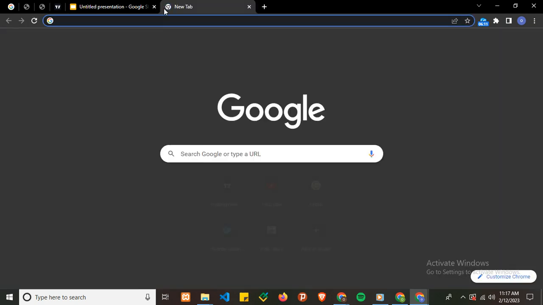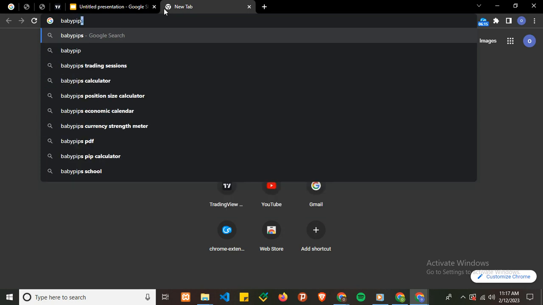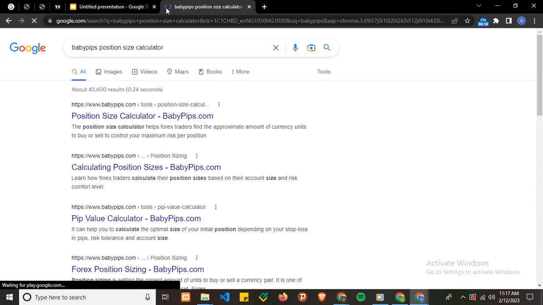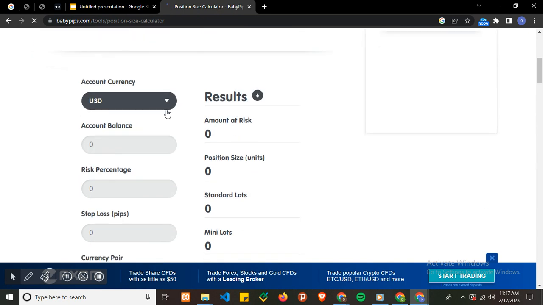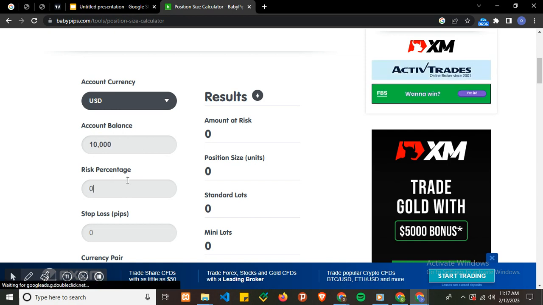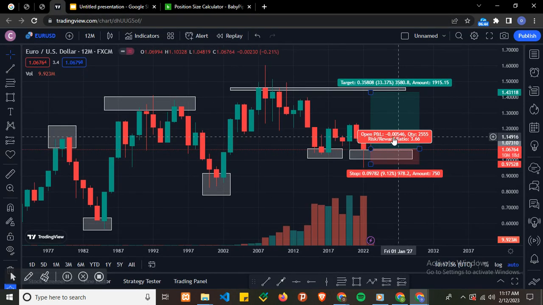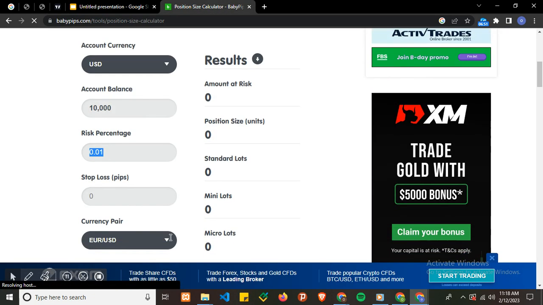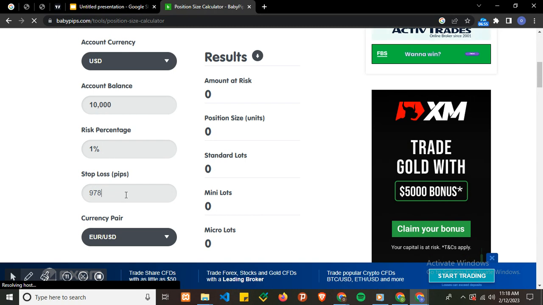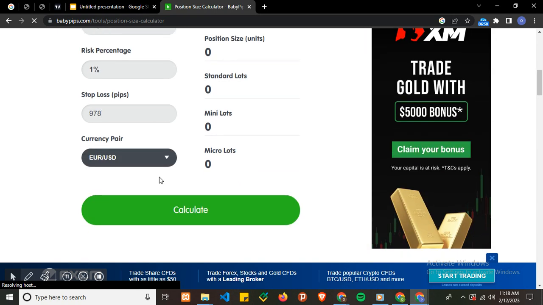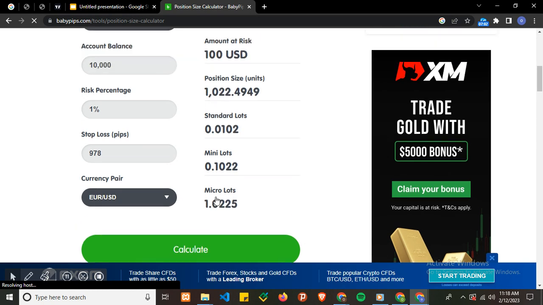Let's confirm. Let's go to babypips.com position size calculator. Let's see how many lots you can use to enter this trade. Let's start with a $10,000 account, and you want to risk 1%. Our stop loss is 978, and we are trading Euro USD. Let's calculate.